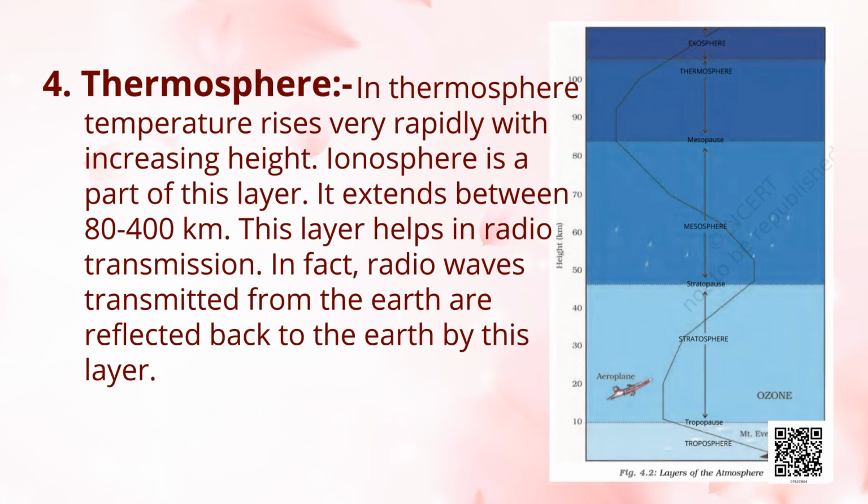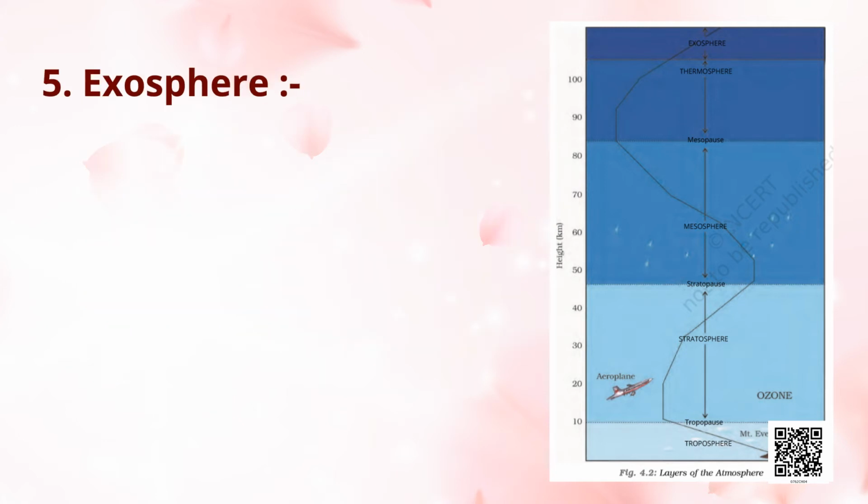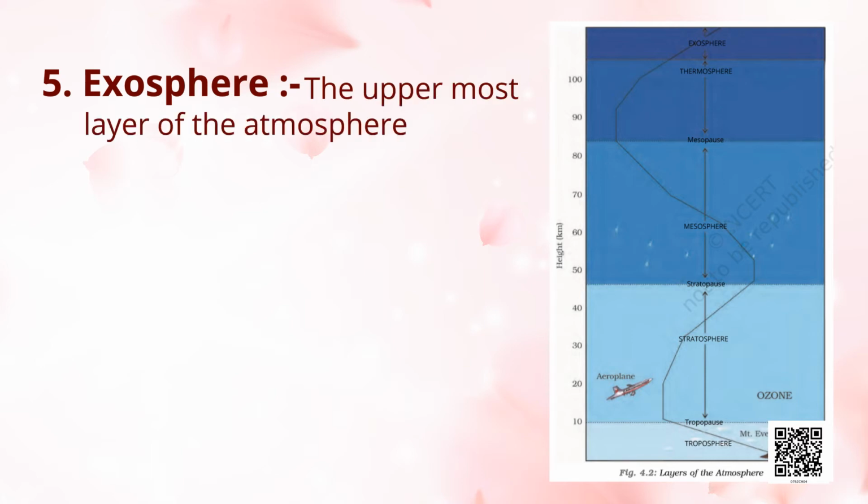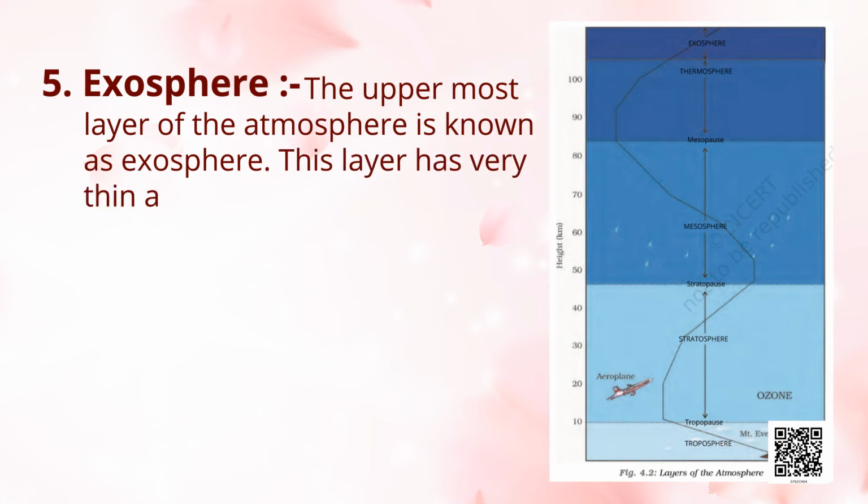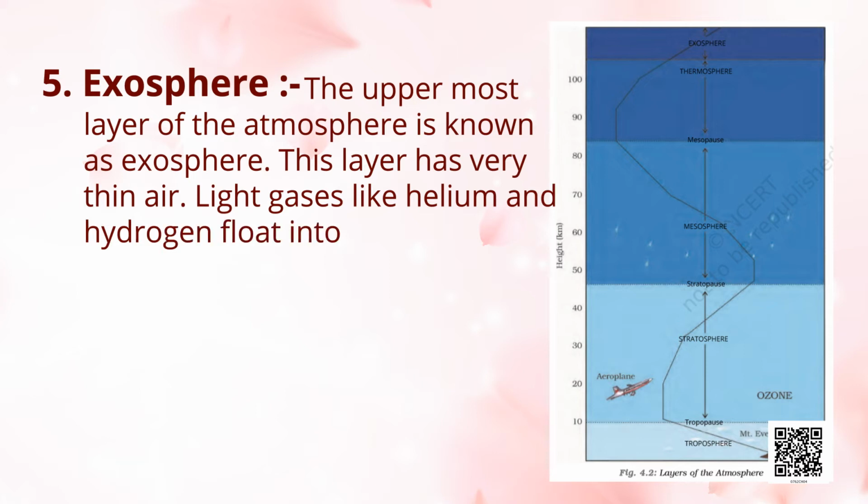After thermosphere, our last layer is exosphere. The uppermost layer of the atmosphere is known as the exosphere. This layer has very thin air. Light gases like helium and hydrogen float into space from here.